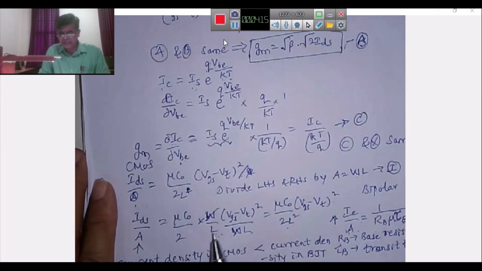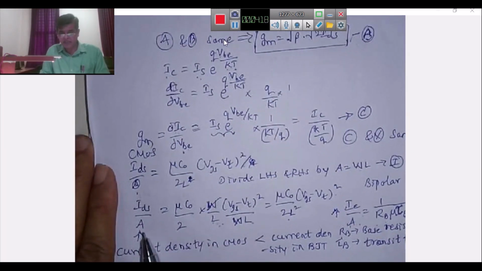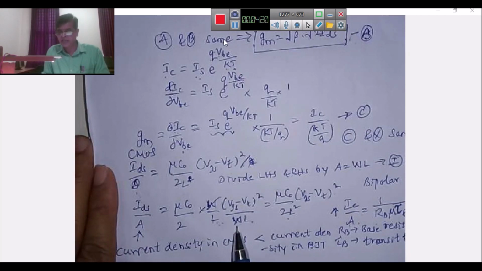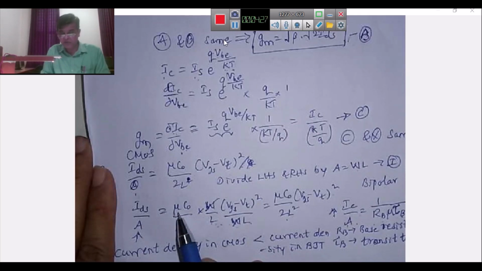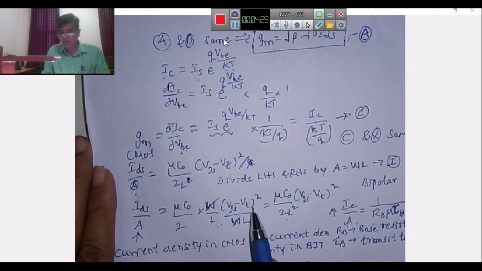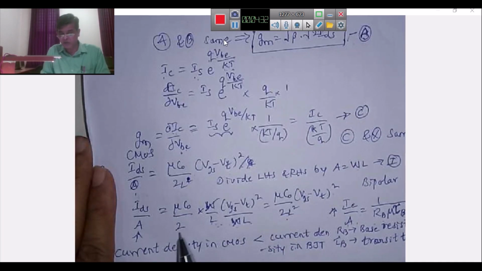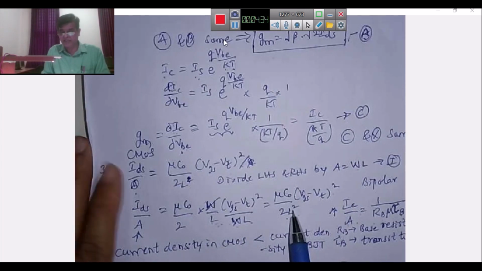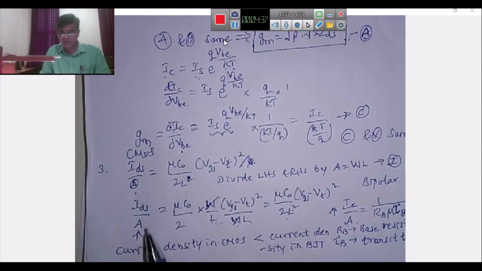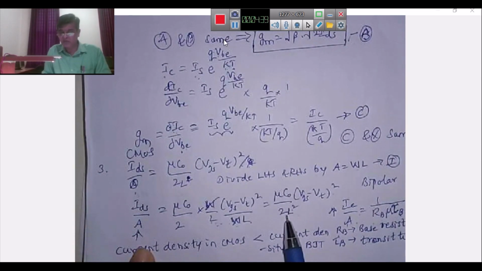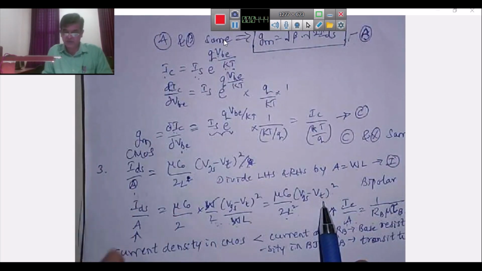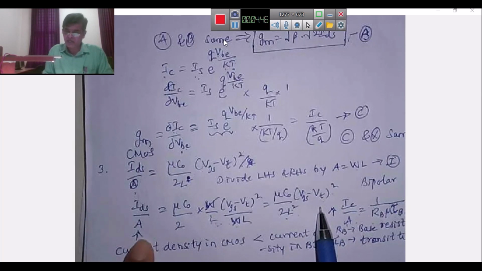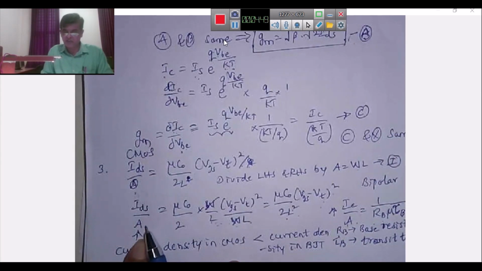Next, divide by A on either side, where A equals W into L. Substitute that, and W will cancel. In the numerator I get mu C naught into VGS minus VT whole square, divided by 2L into L, which is 2L square. So IDS by A is nothing but mu C naught by 2L square into VGS minus VT whole square, correct? And this is what I can now write for the current density for CMOS.